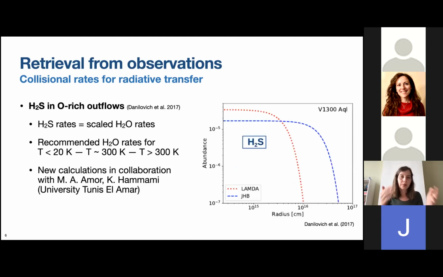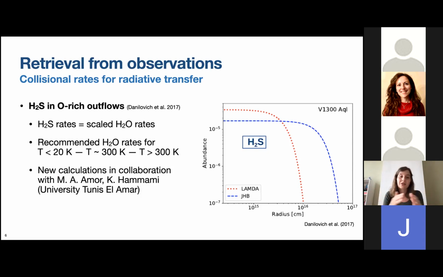To retrieve abundances from observations, you need radiative transfer. And in order to run a radiative transfer code, you need collisional rates. And collisional rates matter. That's something that Thaisa Danilovic found out when modeling H2S around an oxygen-rich outflow. So first of all, the H2S rates don't exist. They're actually scaled H2O rates. And yeah, H2S, H2O, they're similar, but they're also different molecules with different electronic structures.